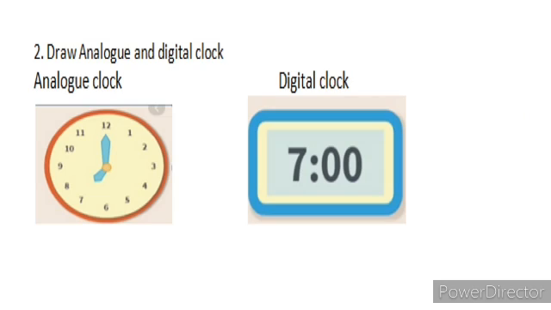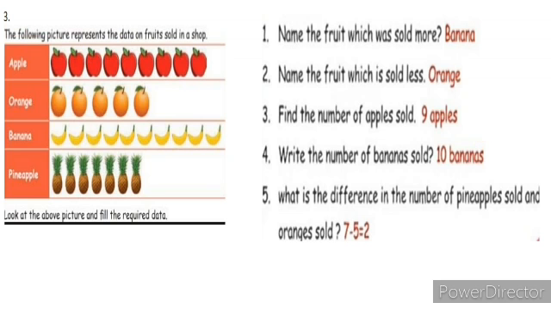Question number 2. Draw analog and digital clock. Analog clock means the clock we are using in the home, that we call an analog clock. So you can draw one circle, then you can write the time whatever you want. Digital clock means you should draw one rectangular box. Inside you should write the time.